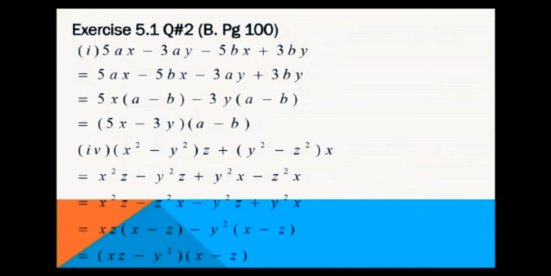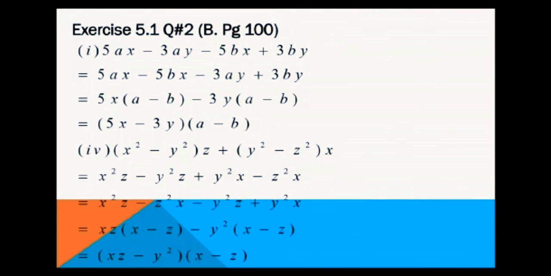There is another question from question number 2, part 4: x square minus y square into z plus y square minus z square into x. Student, the question is again the same. First of all, you have to expand the bracket. Then it will become x square z minus y square z plus y square x minus z square x.